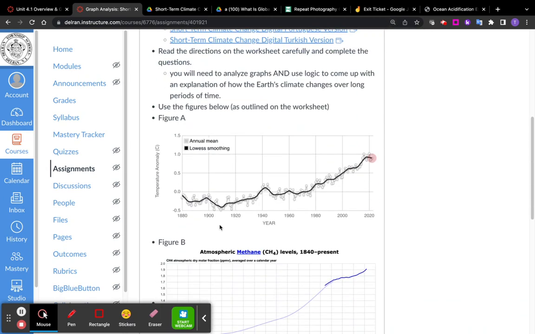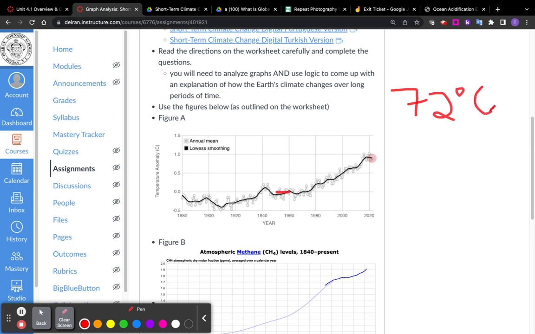What the temperature anomaly actually is: scientists take the average temperature over a certain amount of time, and then they compare other years to that average. For this graph, I believe it was from like 1950 to 1960. They took the average. Let's just say that the average global temperature was like 72 degrees Celsius over 10 years. That's the average that they took between 1950 and 1960. Then they figure out how much different the temperature was in every other year plotted here compared to that average.